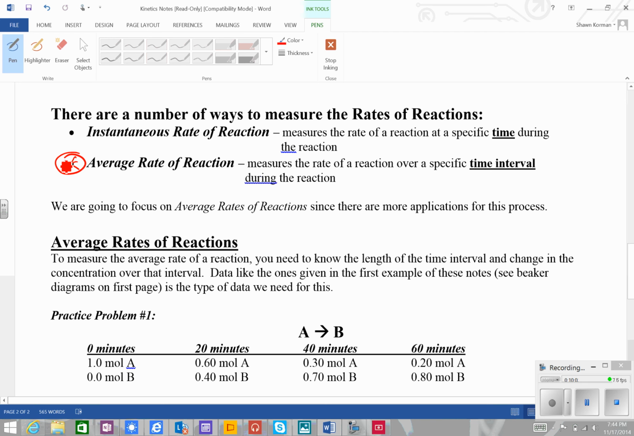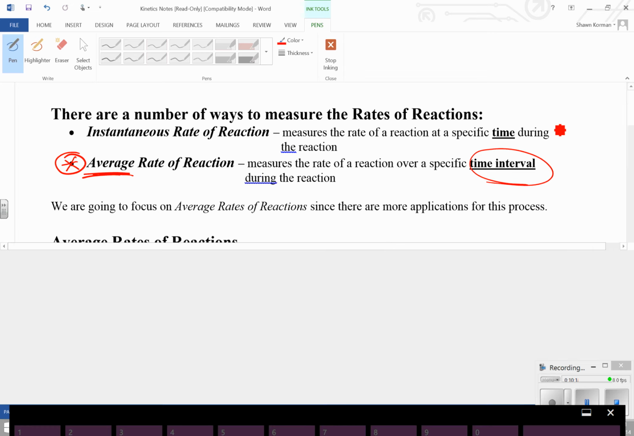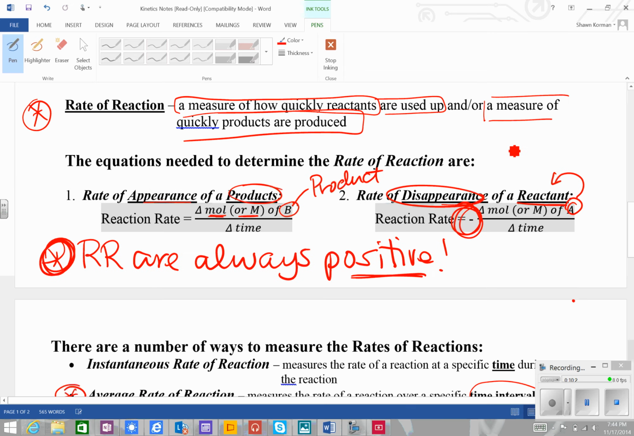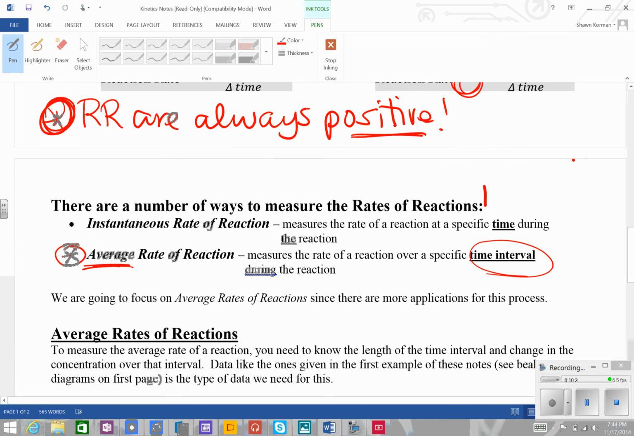Instantaneous rates of reactions are measured at a specific time during the reaction. So at a very specific time, you are figuring out how fast the reaction is going. For average rates of reaction, you're doing it over a time interval. So let's say you're trying to figure out the rate of your reaction at, say, 15 seconds. Okay, that would be an instantaneous rate. Maybe you're trying to find the average rate from 10 to 20 seconds.